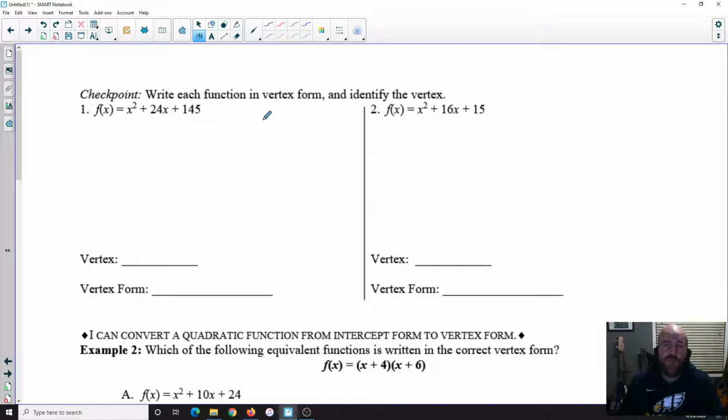That brings us to the checkpoint, so go ahead and pause and try it. All right, so hopefully this went well. We have x squared plus 24x plus 145. Now we do half of b, which is 12, and then square it, so plus 144. And then we're going to subtract 144.